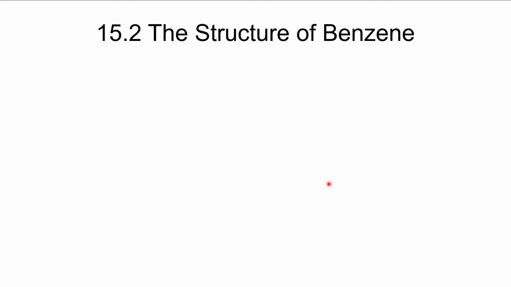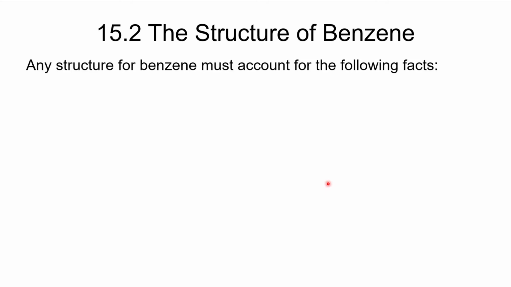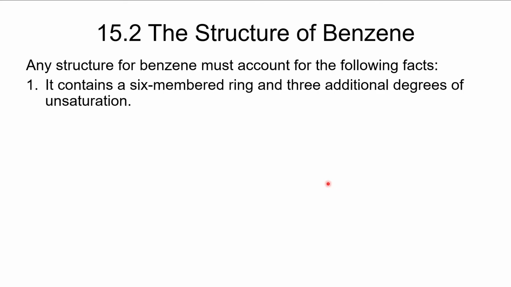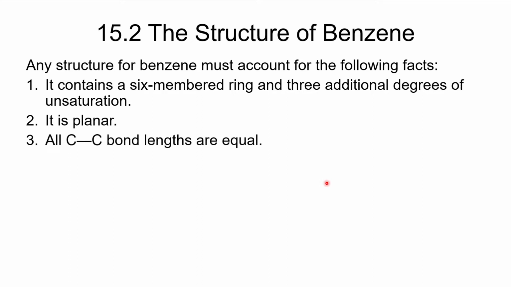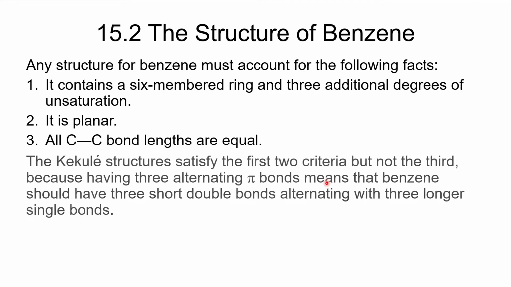So let's look more closely at the structure of benzene. If we're going to have a good structure, then that structure needs to account for these facts. One, it's a 6-membered ring and has 3 additional degrees of unsaturation. The Kekulé structure definitely did that. Two, it's planar. The Kekulé structure did that as well. Three, all carbon-carbon bonds have to be equal in length. This is where Kekulé structures didn't really work.